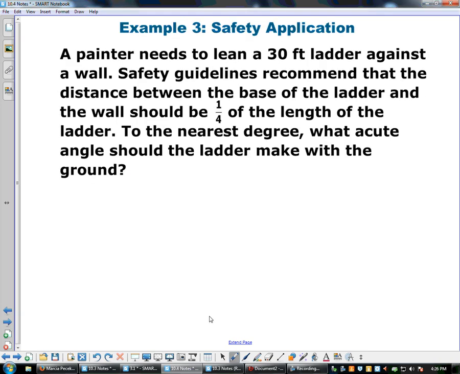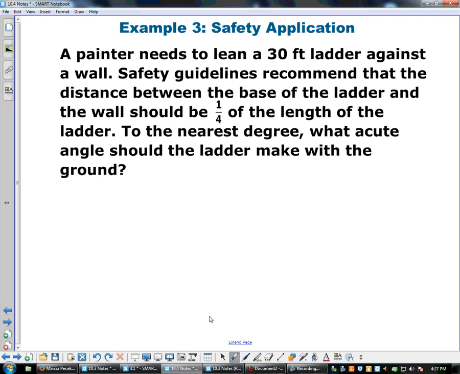Okay, let's look at an application problem here. A painter needs to lean a 30-foot ladder against a wall. The safety guidelines recommend that the distance between the base of the ladder and the wall should be 1/4 of the length of the ladder. So to the nearest degree, what acute angle should the ladder make with the ground?